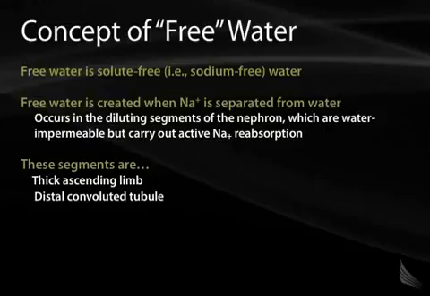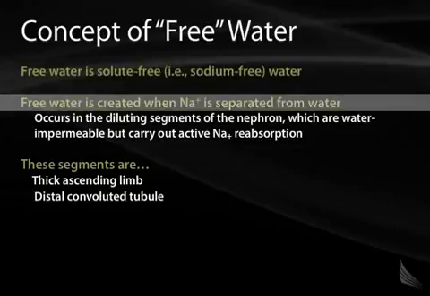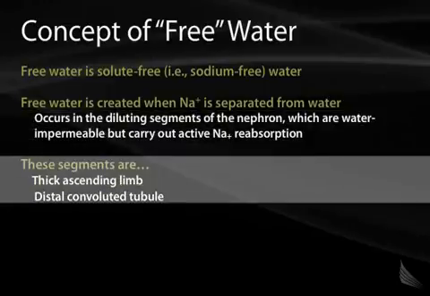One thing we will talk about in terms of derangements of serum sodium is the concept of free water. Free water is essentially solute-free or sodium-free water. Free water is created when sodium is separated from water. This primarily occurs in the diluting segments of the nephron, which are water impermeable and carry out active sodium reabsorption. This creates free water in that more sodium leaves the tubular fluid in relation to water. Once again, for review, the two diluting segments are the thick ascending limb and the distal convoluted tubule. Because of their features, these two segments allow for the generation of free water.